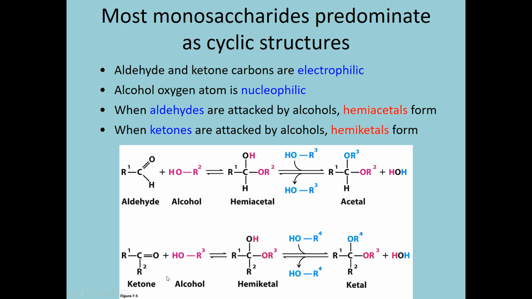Similar with our ketone, it can react with the alcohol, forming a hemiketal. And again, we can go a step further, forming a ketal. So step 1, forming these hemi groups, that is to produce your cyclic structures. Forming the acetal and ketal, we're going to see that when we form glycosidic bonds as we keep going. So this slide really just wants to make sure that you understand the chemistry involved.